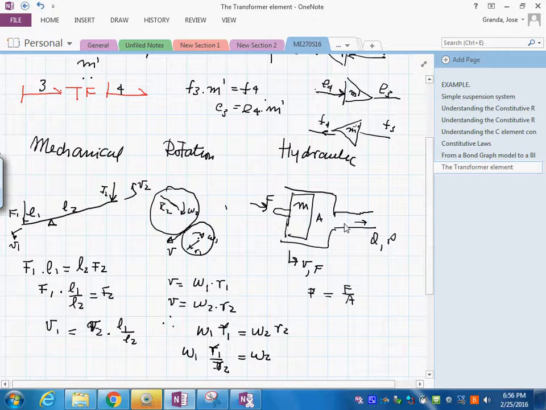See? Because you are multiplying this F times the modulus, and you're getting this. So that is the way we will figure this out, and then you have the pressure multiplied by the area is the force. So that's how you have transformers in different energy domains.